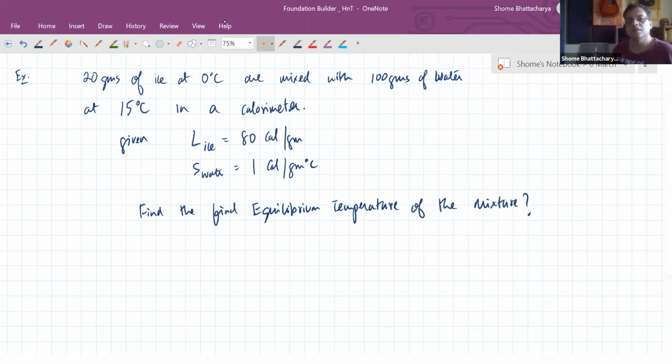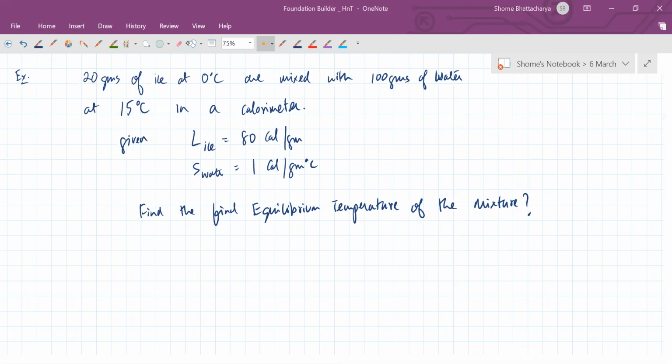Okay, just try this out. So again, it is the ice that will be absorbing heat, and the water, which is initially at 15 degrees C, will be supplying the heat. So water will be cooling down, ice will first absorb heat to melt, and then if the temperature rises, it will absorb further heat for the temperature to rise from 0 degrees C to whatever the final temperature is. So we have to find that final temperature.